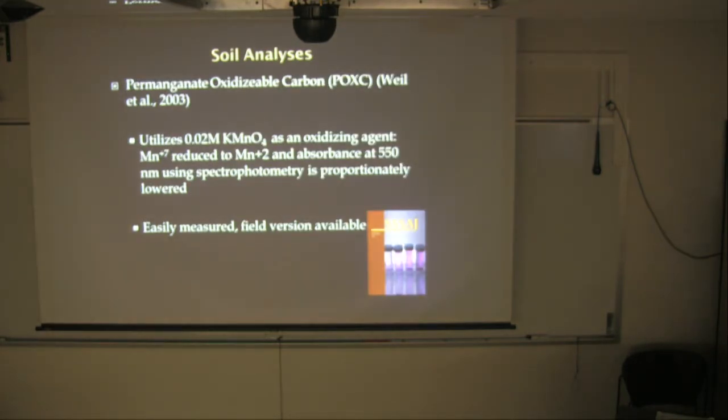Permanganate oxidizable carbon, POC. This is an important one which I'll be discussing quite a bit later, so remember this one. It utilizes a weak potassium permanganate solution as an oxidizing agent in which manganese is reduced in accordance with the amount of active carbon in the soil. And this reduction in color can be captured by spectrophotometry.